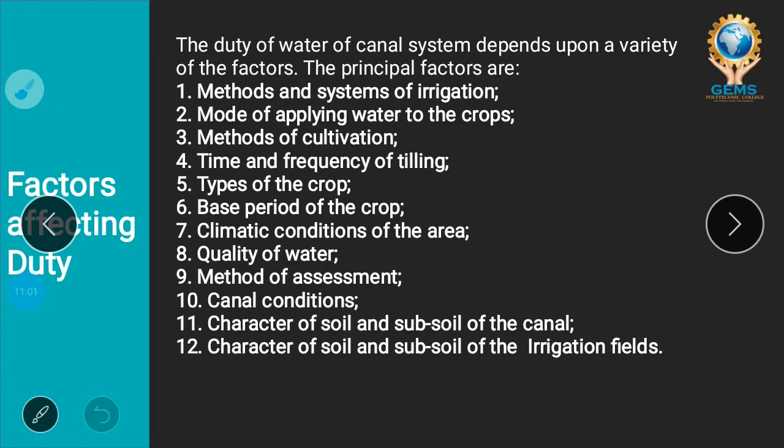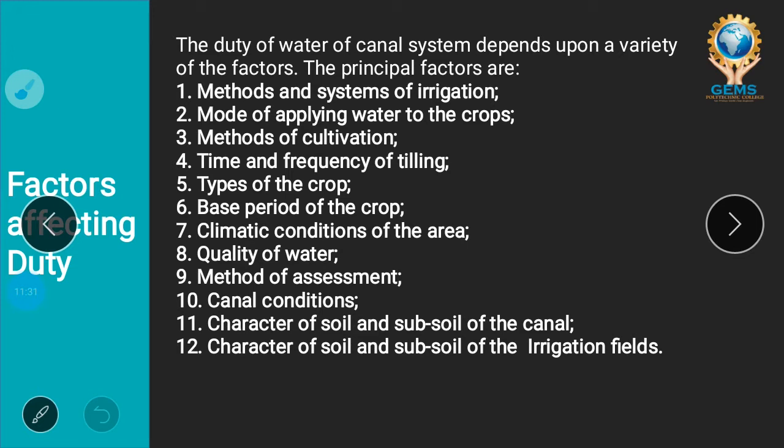The canal which is artificially supplying water from the river for growth of crops, what is its condition? Is it maintained properly or not, is water coming regularly or not, that is also checked in the canal condition. Next is characteristics of soil and subsoil of the canal. The soil in the canal, what is its character? Is it percolating or is it sandy in nature? So the water has the capability to flow, so that is also checked.